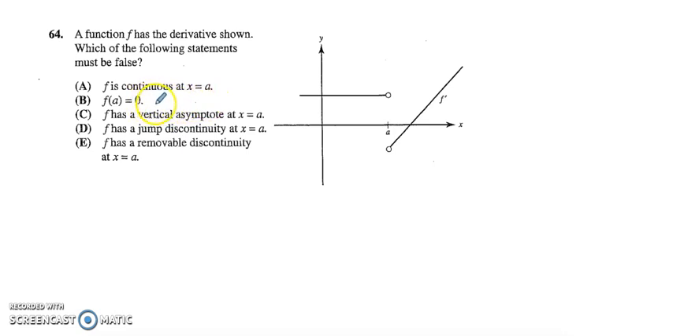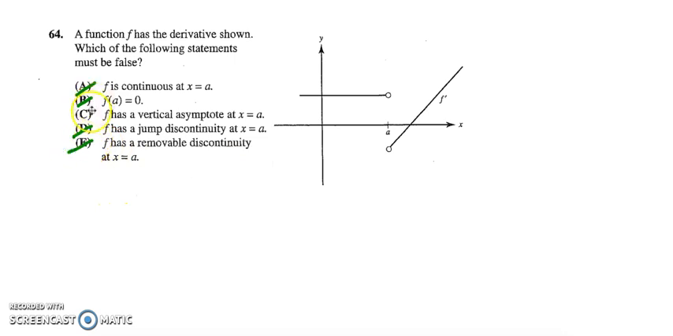F of a equals 0. Again, we have no idea what f of a is from this graph. So it could be true, could be false. So we can't say a is false, we can't say b is false. I'm going to skip down to D. We very well could have a jump discontinuity at a, but again, we don't know whether we had a cusp or a discontinuity that caused this issue with the derivative. And then once again, for the removable discontinuity, we have no idea if that's what caused the derivative to be like this.